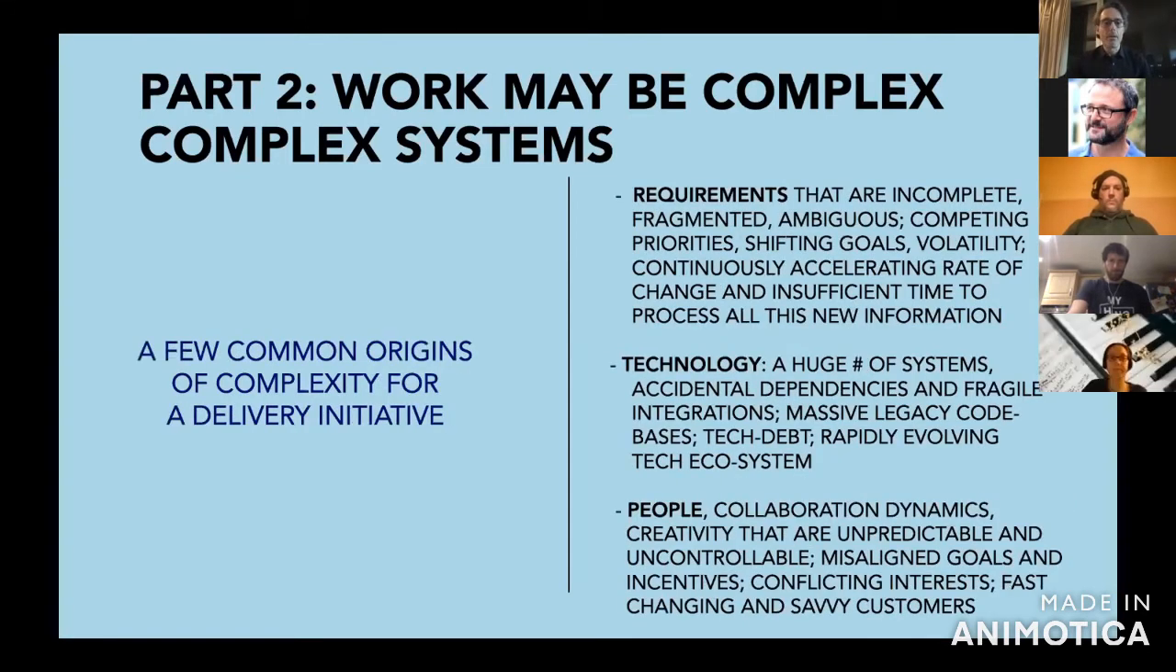And then we have the work to do that comes into this complex system. Work to do in the form of requirements. They can be ambiguous, fragmented. There can be competing priorities, shifting goals, or the technology where, for example, in order to implement the solution, you may need a huge number of systems. You have accidental dependencies, maybe fragile integration, maybe a massive legacy code base, and all these things can become a source of complexity. And then you have the dynamics of the team, of the people, that are unpredictable and uncontrollable. And that also can become a source of complexity.